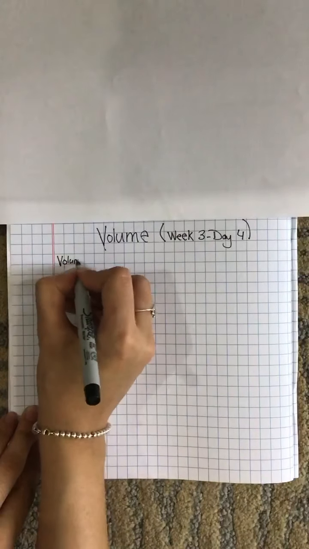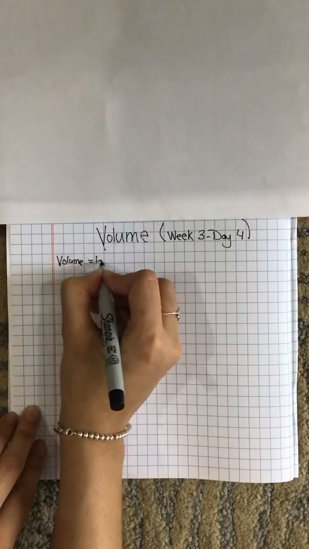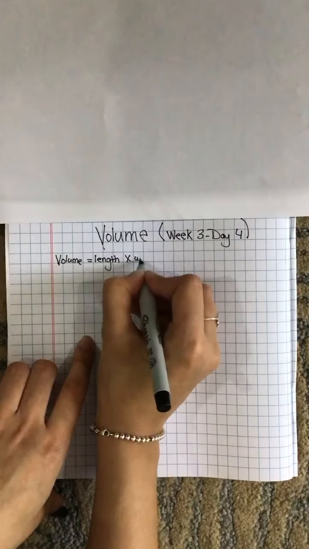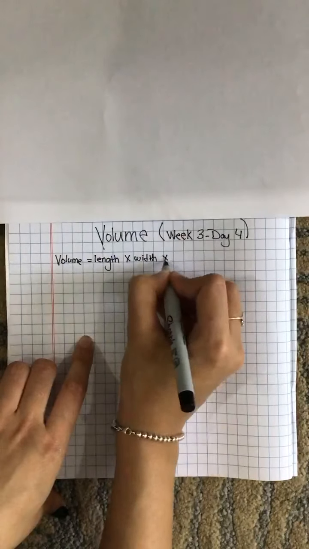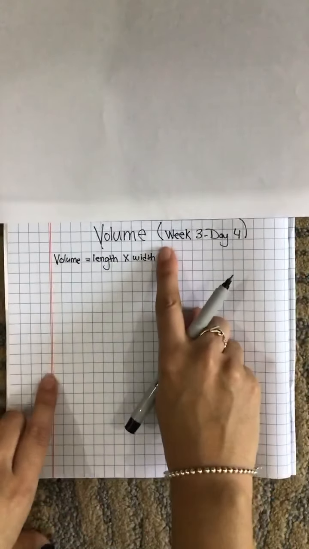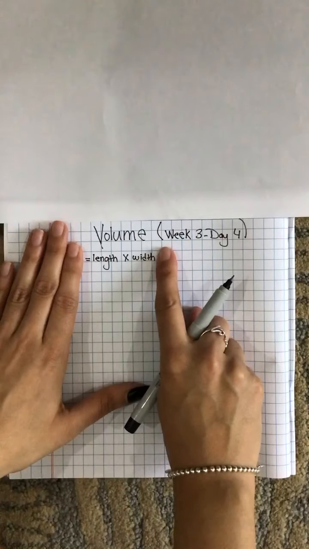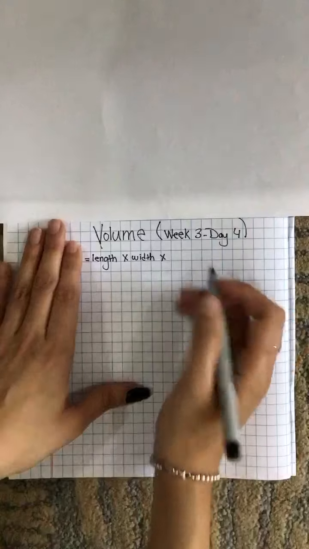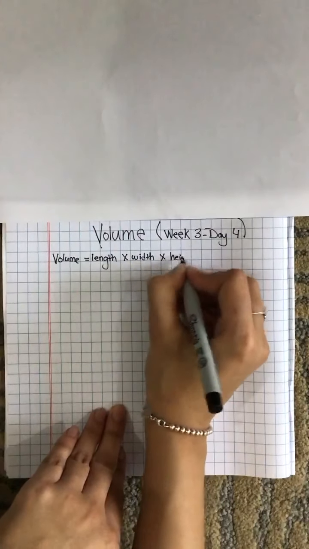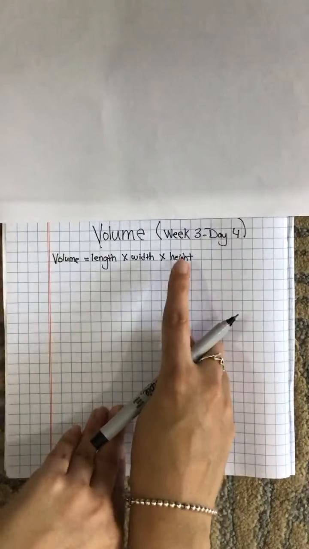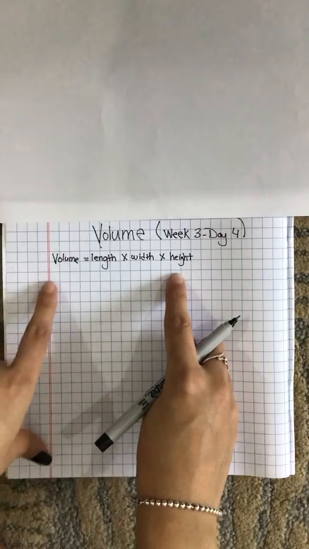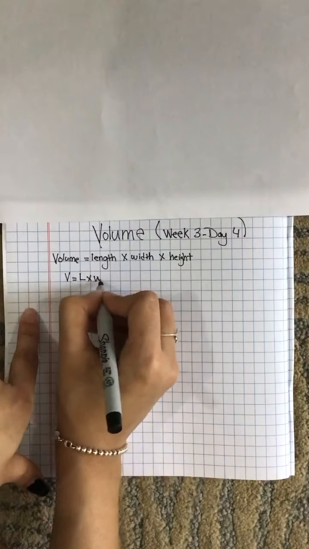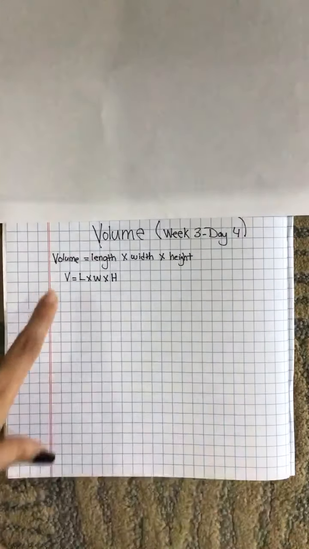So volume is always equal to length, so how long something is, times the width, so how wide something is, times, so normally if I stop there, that would be area, right? Length times width is area. You know how to do that. We're just adding one more element because it's a 3D shape, which is the height. Right? Because it's a 3D shape. So how tall or how high something is. So volume, and I'll write the short form, volume is equal to length times width times height. That is what you need to know.